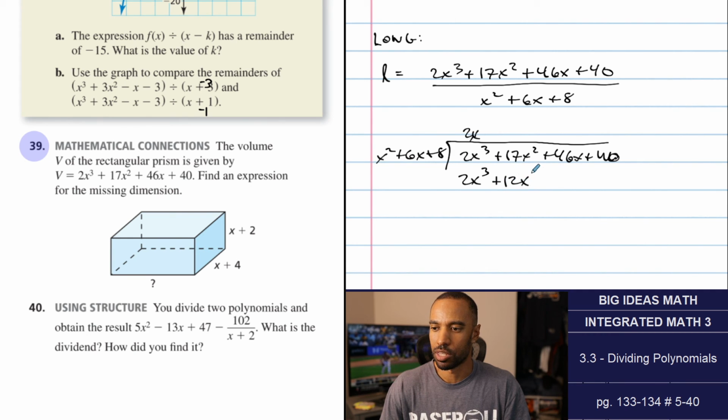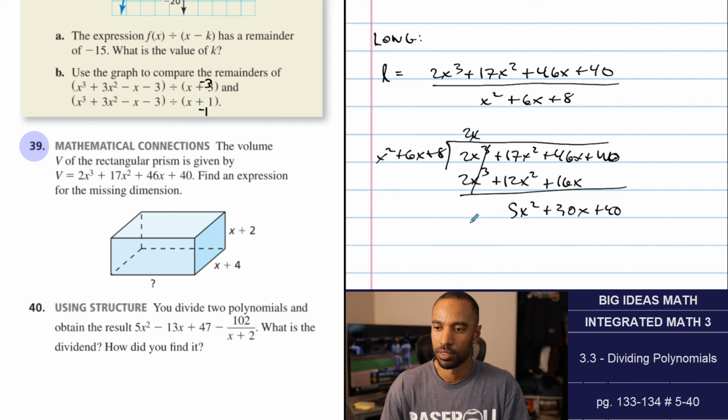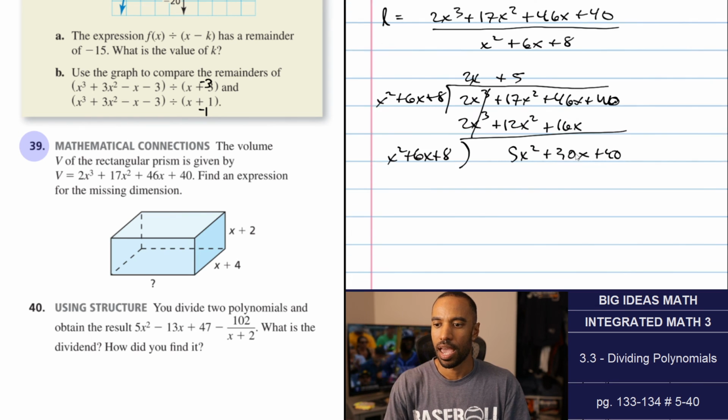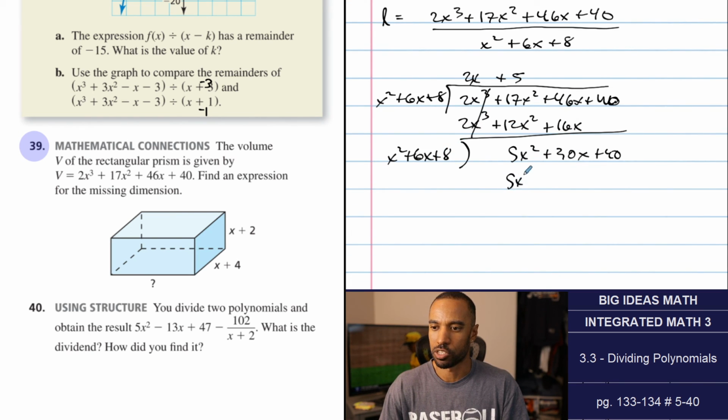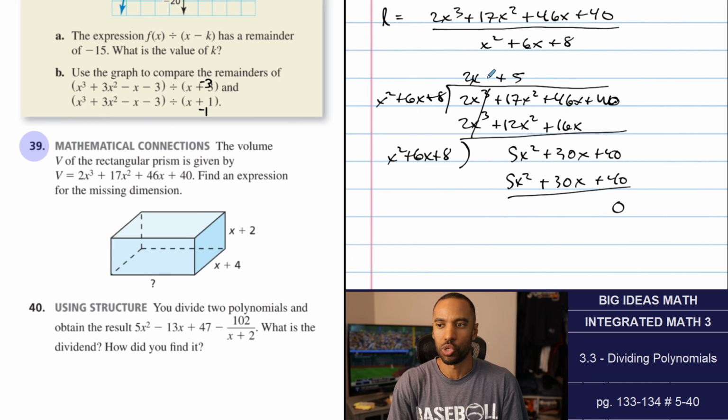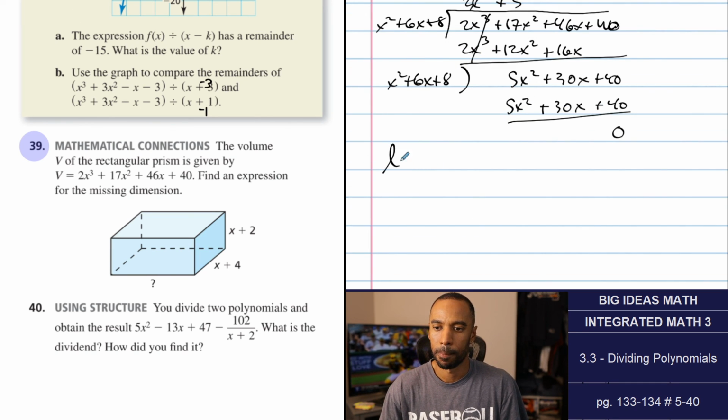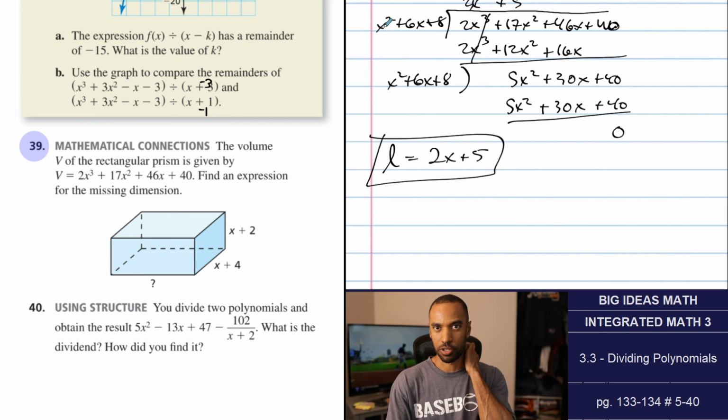And then plus here, this will be 12x squared and plus 16x. Subtract those. You get 5x squared plus 30x plus 40. Now we see how many times x squared plus 6x plus 8 goes into 5x squared. That's 5 times. And then multiply those out. You get 5x squared, this cleans up, 30x plus 40. You get a remainder of 0. So remainder of 0 means your length is 2x plus 5. So length equals 2x plus 5. There's the answer, and that's using long division.